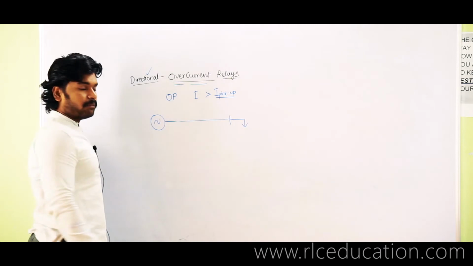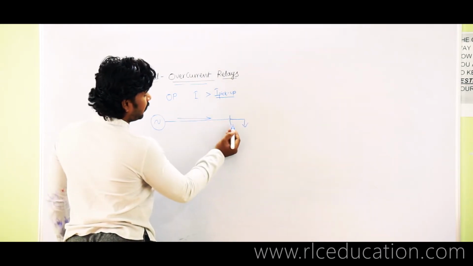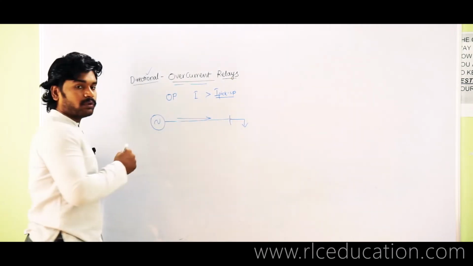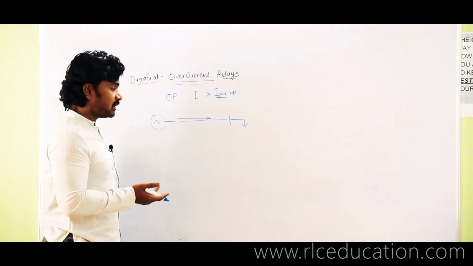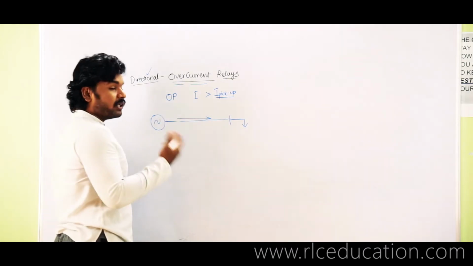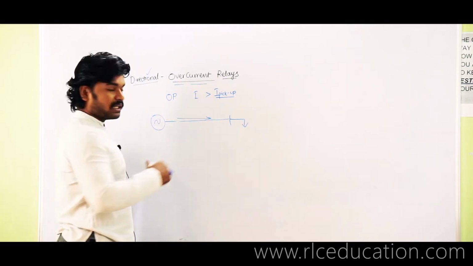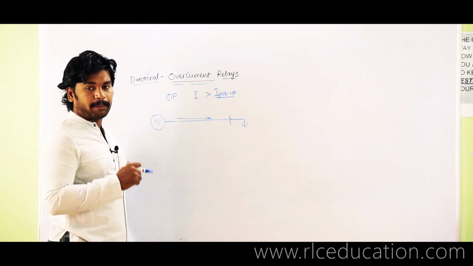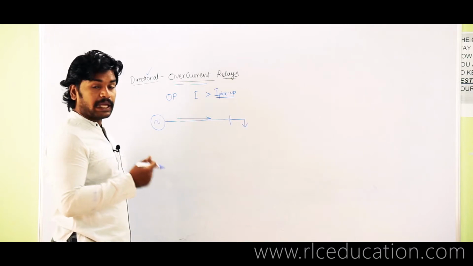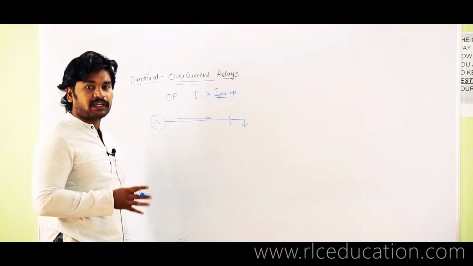I always want my power to flow from source to load only, but I don't expect my power to come from the load to the source. Maybe because I am not interested or that causes some problem for me. So I want to make sure the current flows in only one direction. If the current comes in the other direction, I don't want that to happen. So then I have to use a relay which will sense if the current is coming in the opposite direction and it will disconnect the line.